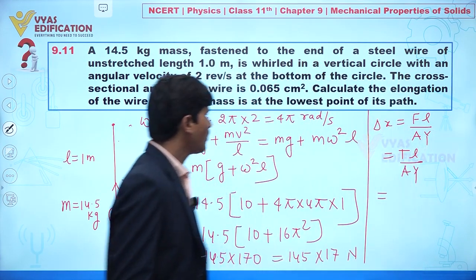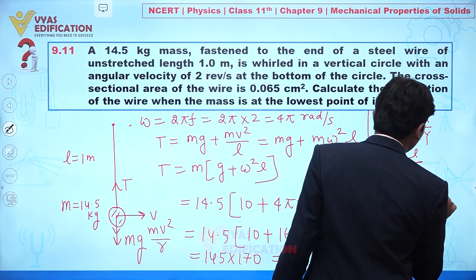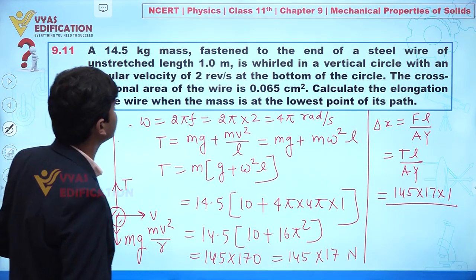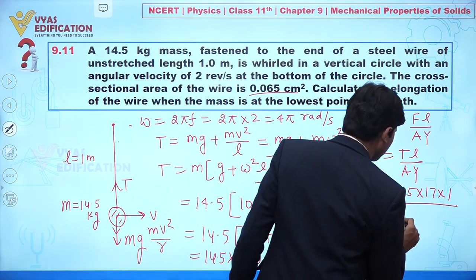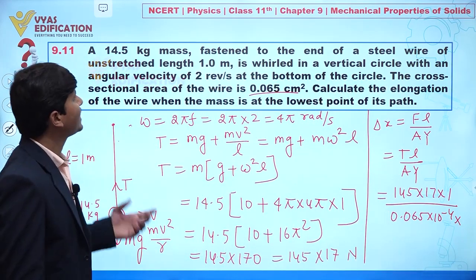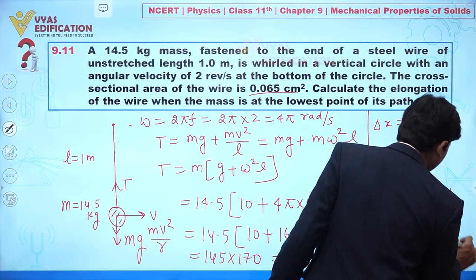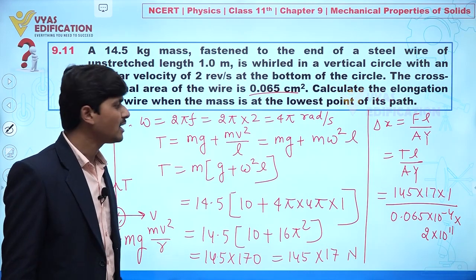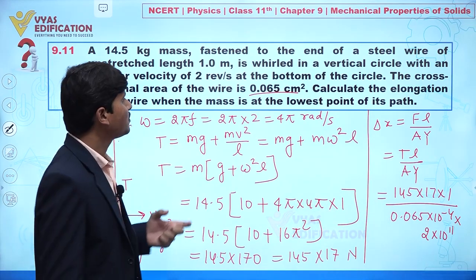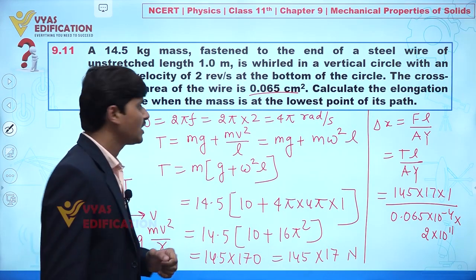Now we can put in all the values. The value of tension we know is 145 into 17. The value of length we have, that is L. If we talk about cross section area, this is given as 0.065 into 10 to the power minus 4, multiplied with Young's modulus, since this wire is of steel. What is the value of Young's modulus? I think by now you have memorized this value, 2 into 10 to the power 11. Now we have to solve this expression and we can easily get the value of deformation or elongation of the wire when it is at its lowest position.